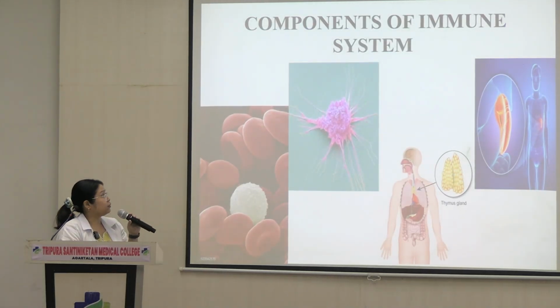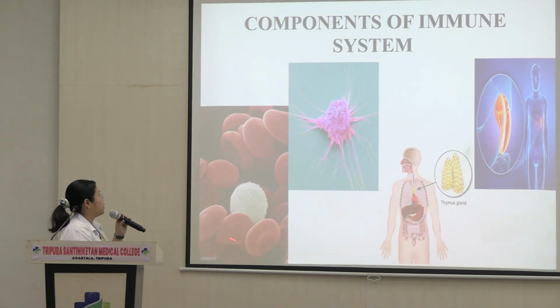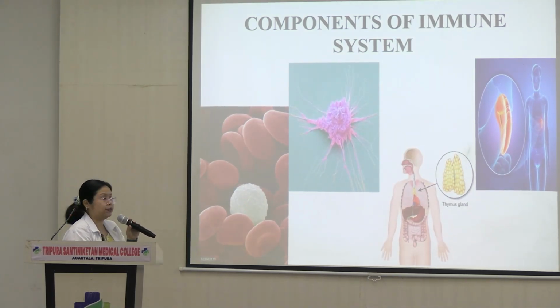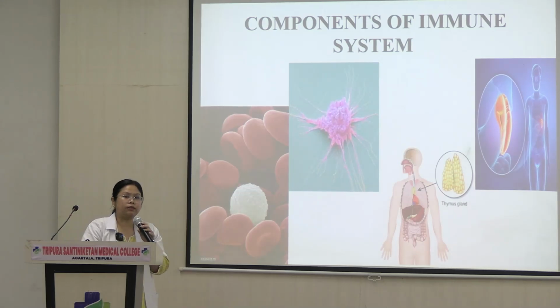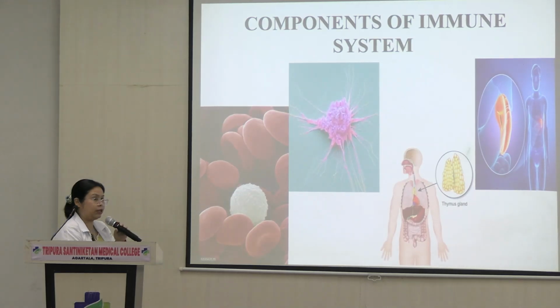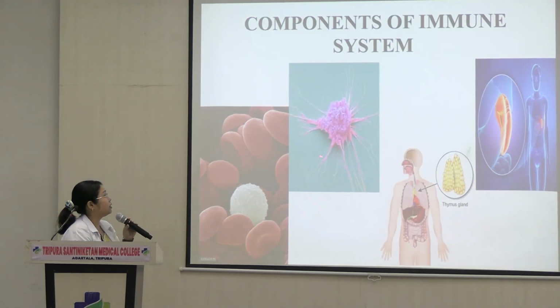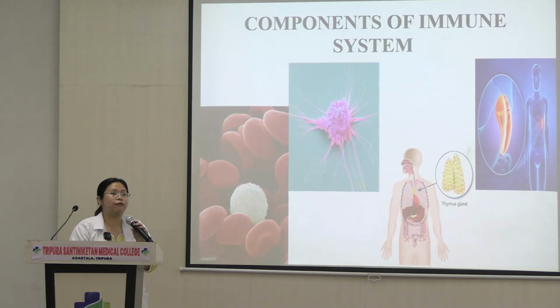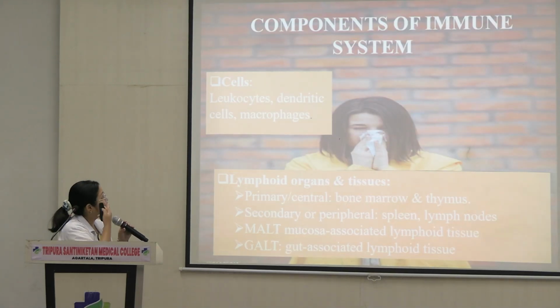These are the components of the immune system. Over here, these are the RBC, red blood cells. This is the WBC, or the white blood cell. What is the other name of white blood cell? Leukocytes. So we will talk about leukocytes. These are dendritic cells. This is the thymus gland, and this is the spleen. Some parts of the immune system.